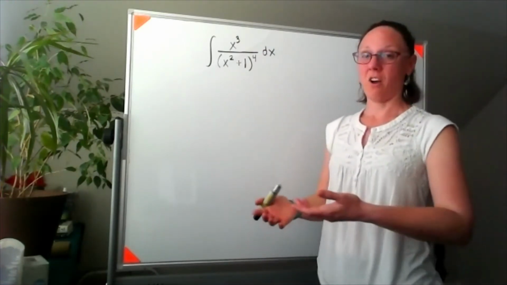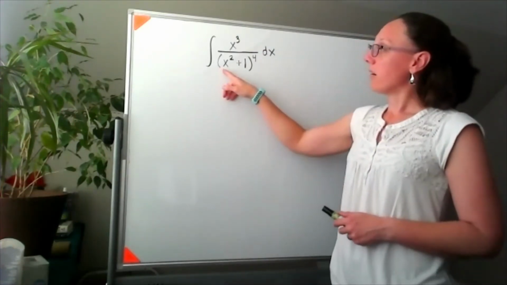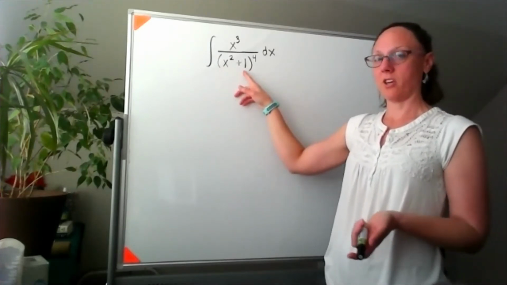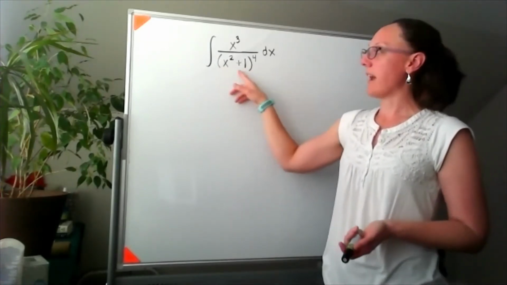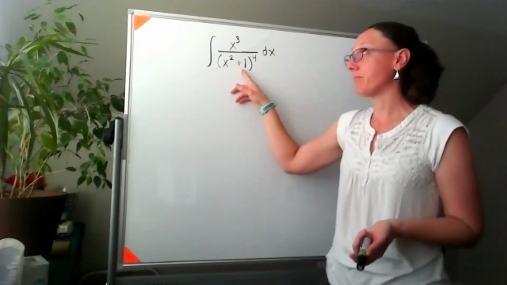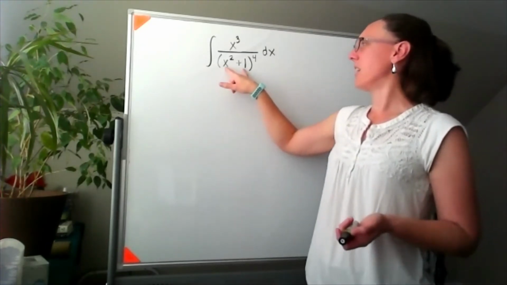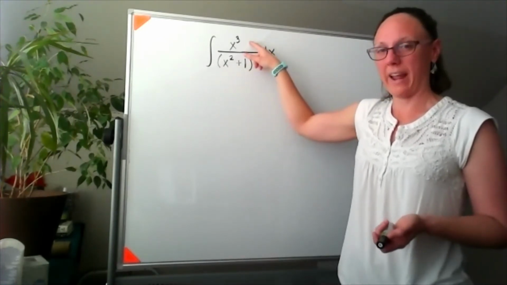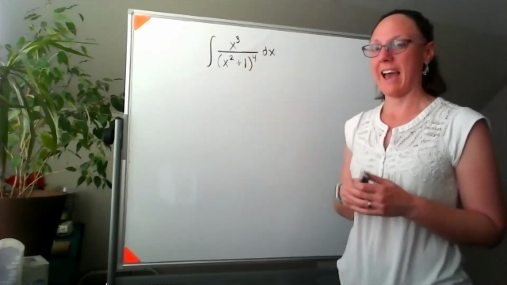So the other thought would be, well, maybe it's the x squared plus 1 that could be my u. And if u was equal to x squared plus 1, then I'd have the derivative being 2x, which I kind of don't have in the top because I have an x cubed.